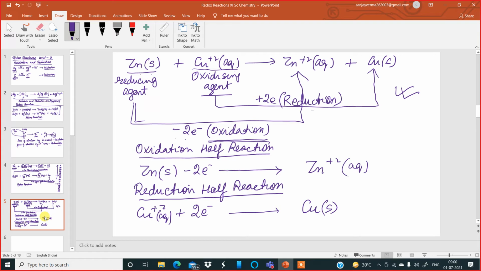So this is how to understand a redox reaction. Loss of electron is oxidation, but whatever is losing electrons is the reducing agent. Gain of electron is the process of reduction, and whatever is gaining electrons is itself the oxidizing agent. Okay. Anybody any question? No, sir.